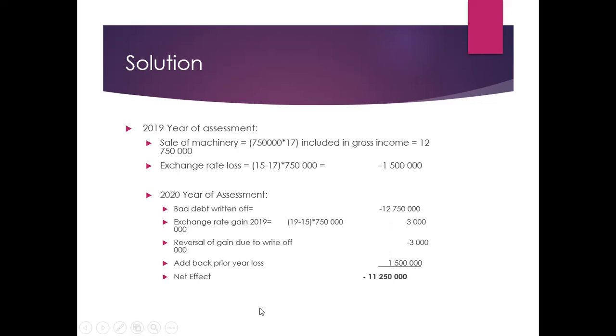But now we wrote off the debt. So now subsection 4 says if that debt becomes bad, we have to reverse what we did. So 3 million, then we reverse our 3 million, which is deducting because we had it here.